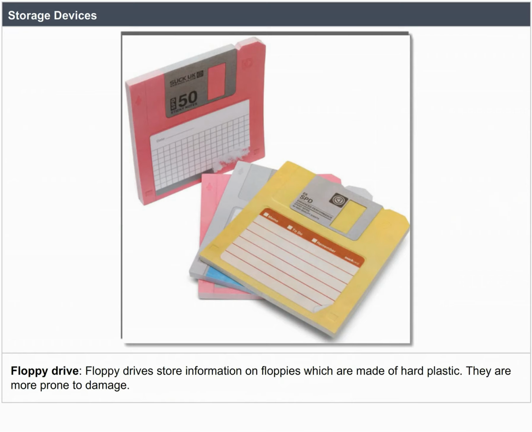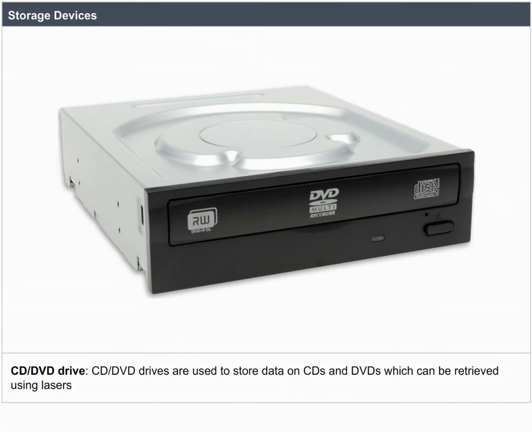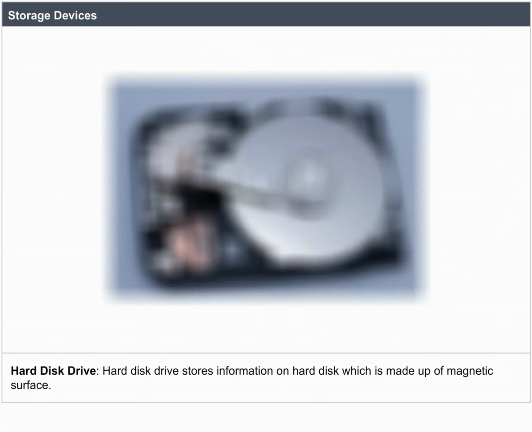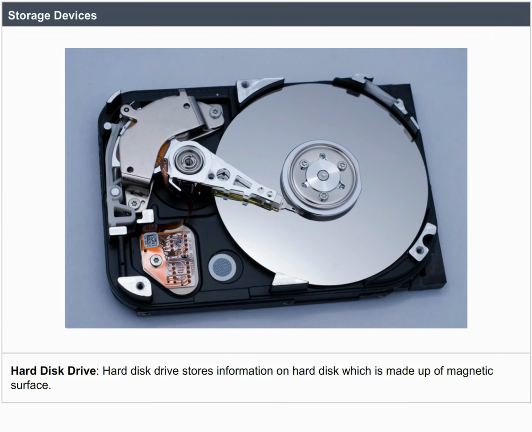Floppy drive. Floppy drives store information on floppies which are made of hard plastic. They are more prone to damage. CD/DVD drive. CD/DVD drives are used to store data on CDs and DVDs which can be retrieved using lasers. Hard disk drive. A hard disk drive stores information on a hard disk, which is made up of a magnetic surface.